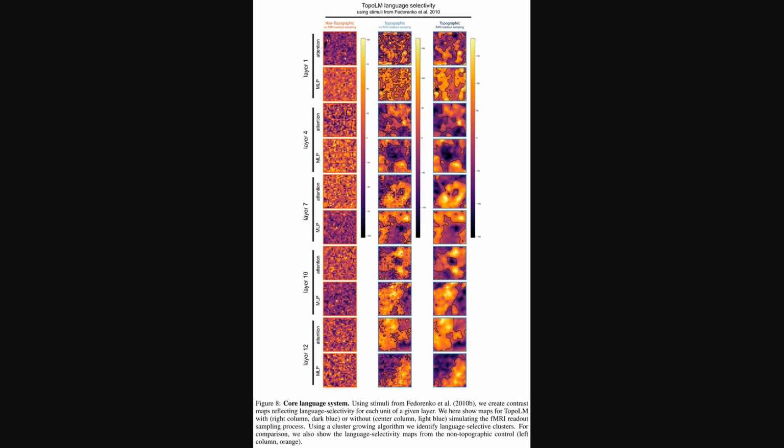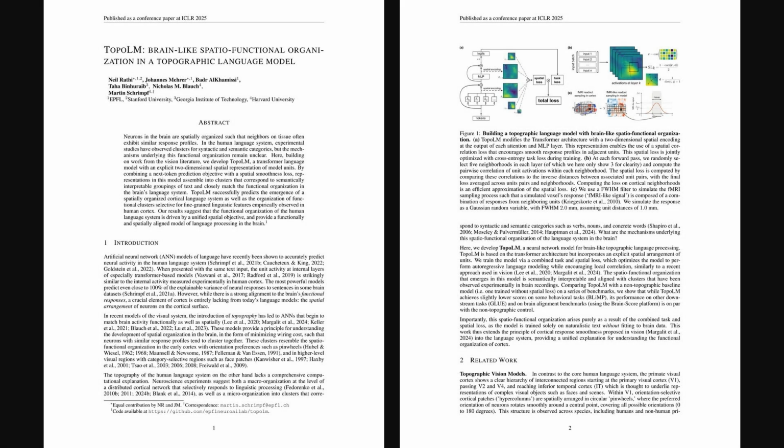Alright, so wrapping things up, we saw how TopoLM successfully creates this brain-like spatial organization using that smoothness loss, which becomes even clearer with simulated fMRI. And crucially, this added structure doesn't really compromise its core language abilities. This suggests that spatial smoothness might be a general principle for brain organization, extending beyond just vision.